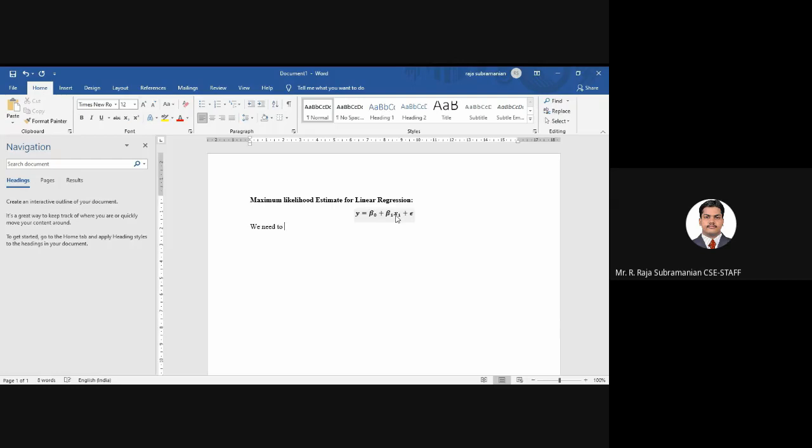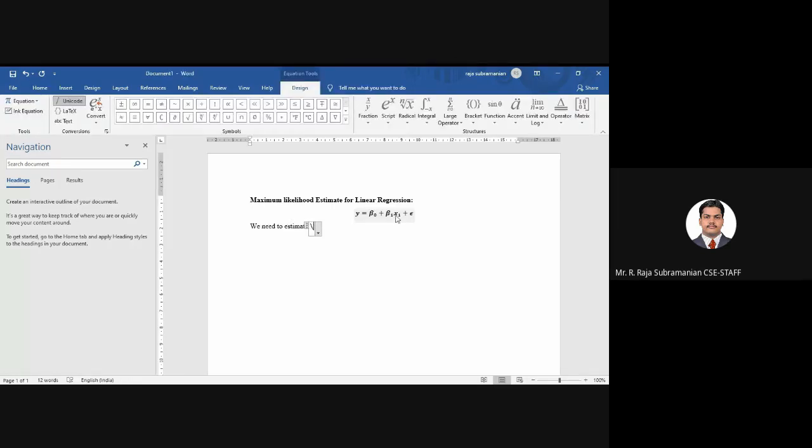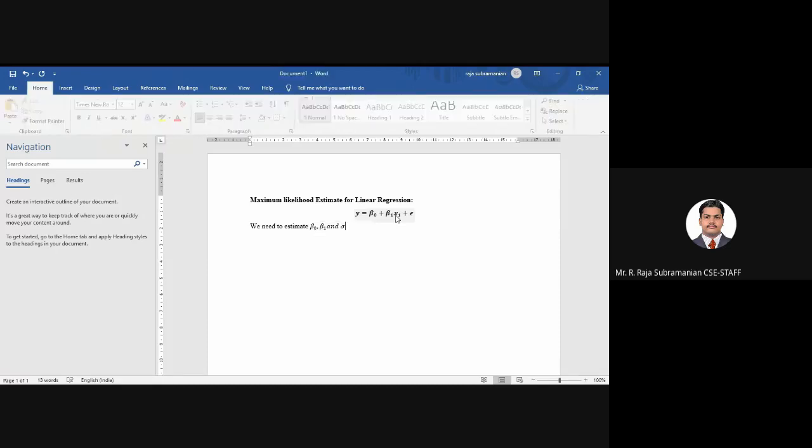Right now, the parameters we need to estimate are beta naught, beta 1, and I need to estimate something called the sigma. So now I need to explain the role of the sigma here. The same thing we estimated in the least square estimate also.